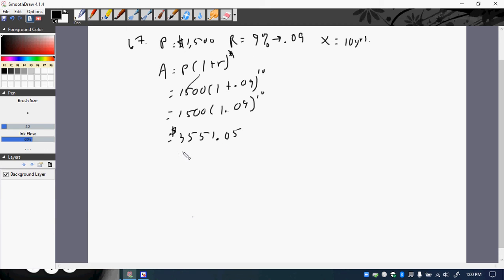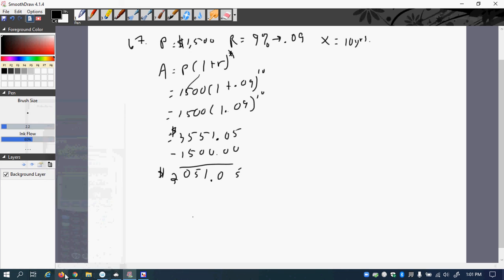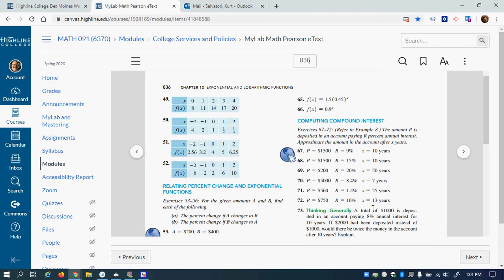In essence, you think about how much I actually got from my $1,500. I could subtract out the $1,500, and that would tell me how much interest I made over the 10 years. So I made about $2,000, and that was just investing one time $1,500. So think about if you did this over a longer period of time. That would make it more interesting. So that's the basis for that. Let's go back to the book and take a look at that.